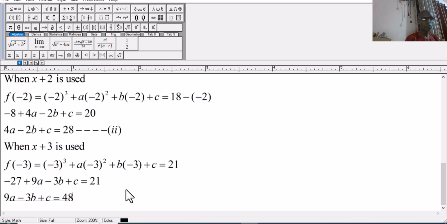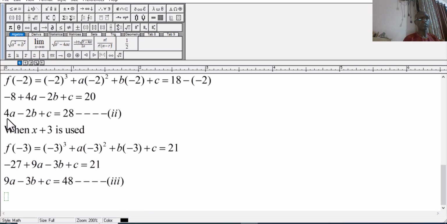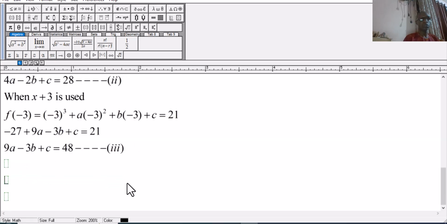So we have these three equations. So let's bring out all the equations together so that we can start solving. I'm going to bring them out so that it will be clearer to us.